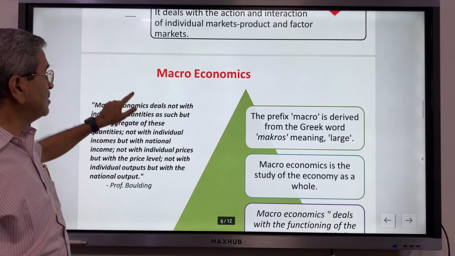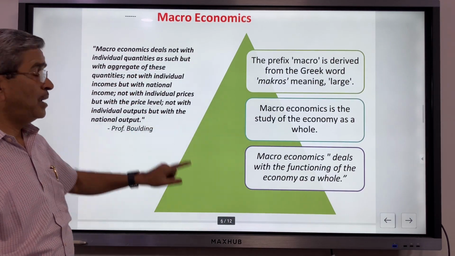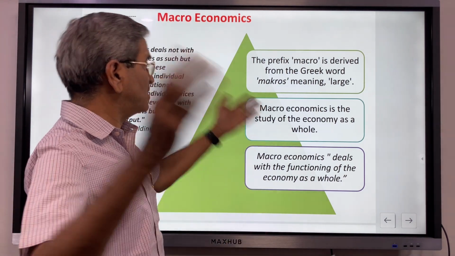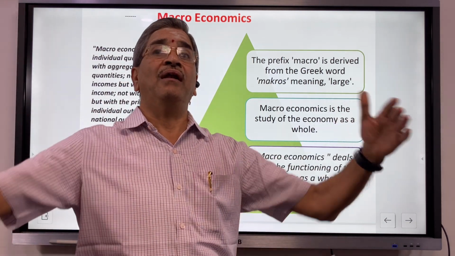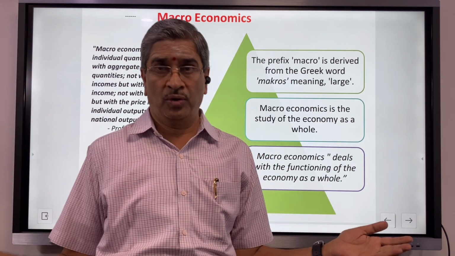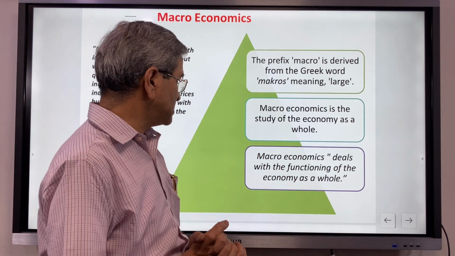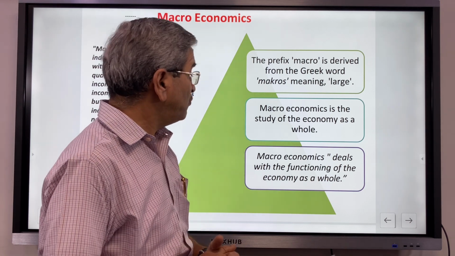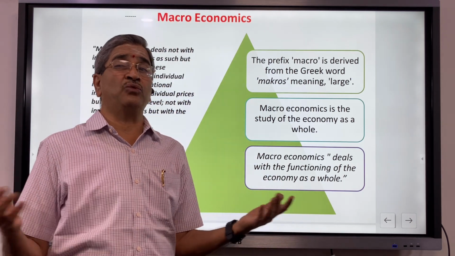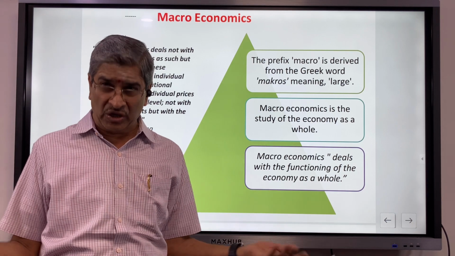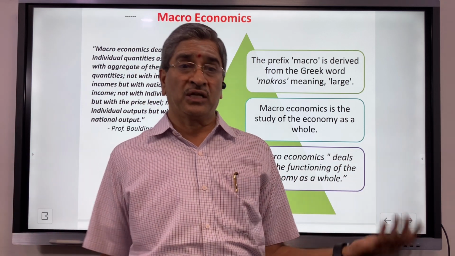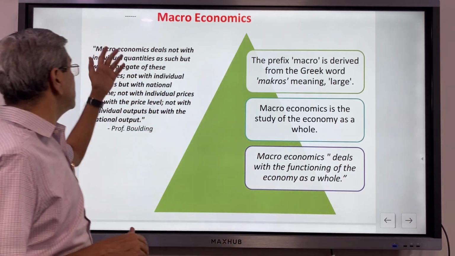Then we will now discuss macroeconomics. Macro means, as per the Greek word, large. So you are discussing the large economy. Macroeconomics is a study of the economy as a whole, the entire country's economy as a whole. It deals with the functioning of the economy as a whole. So you talk about prices, unemployment, inflation, fiscal policies, monetary policies, export policy, import policies. All those things will come under this.